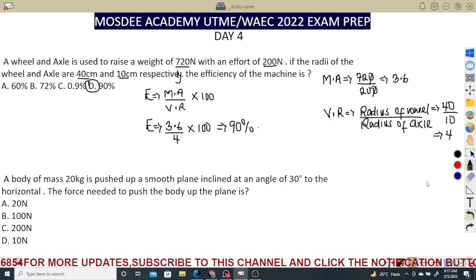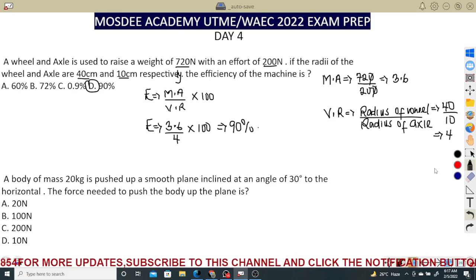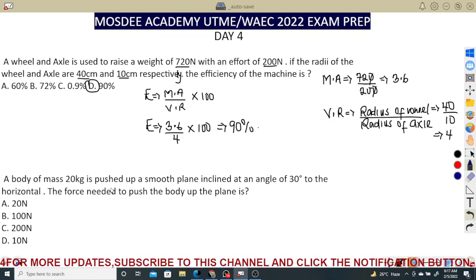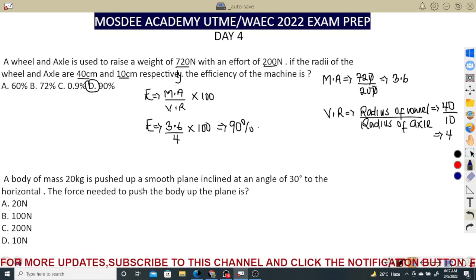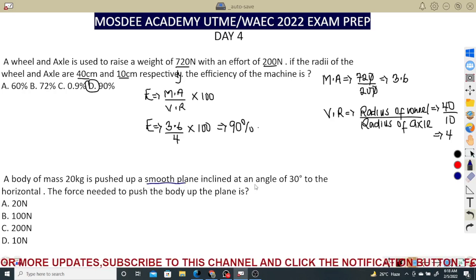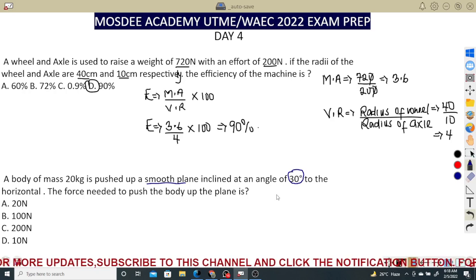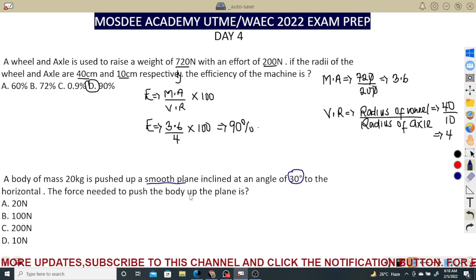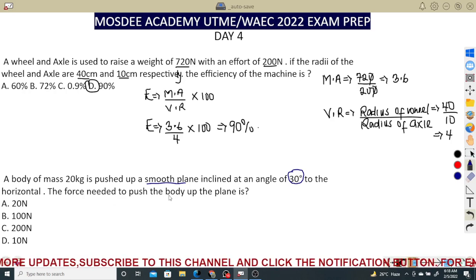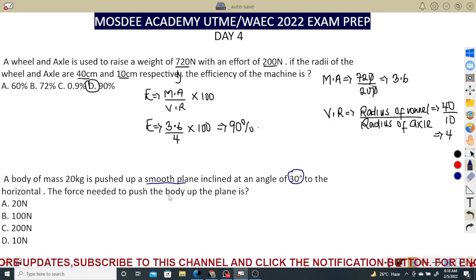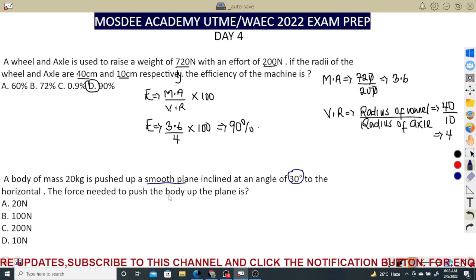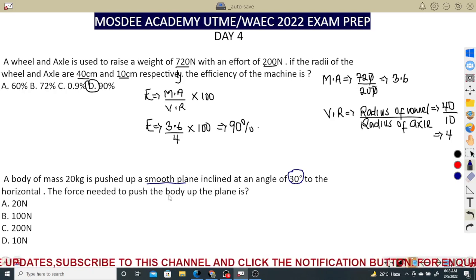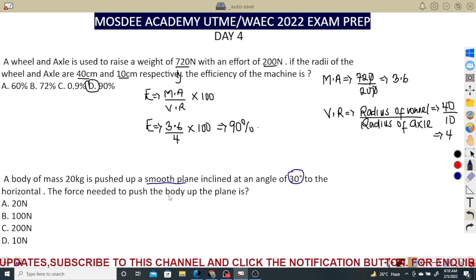We are going to move to the next question. About the next question, we have a body of mass 20 kg pushed up a smooth plane. A smooth plane means there is no friction. Inclined at an angle of 30 degrees to the horizontal. Absolutely popular question. The force needed to push the body up the plane. This is also under classification of machine, another special type of machine we classify to be an inclined plane. Basically, it is more like direct knowledge of friction that we have studied on a smooth plane and resolving forces into 2 dimensions.